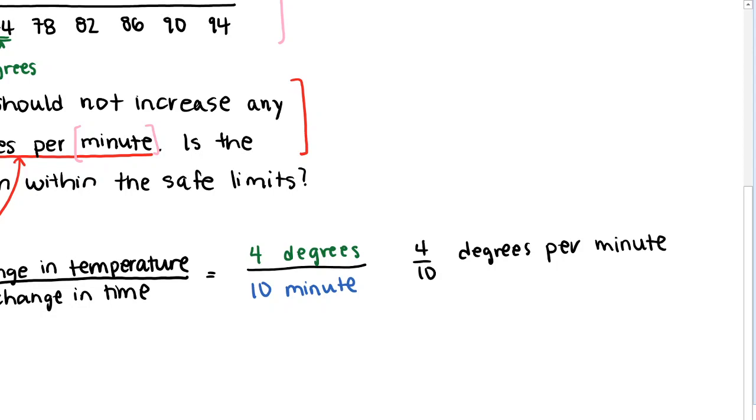And 4 over 10, well, this is the same as 0.4, right? This over 10 is kind of like splitting up our whole part into 10 different pieces, and we have 4 of those different pieces. If I have $1 and I split it up 10 ways, I have 10 cents. And if I have 4 sets of those 10 cents, I have 40 cents, right? 40 cents out of $1. So this 4 out of 10 is 0.4, and this is the degrees per minute.